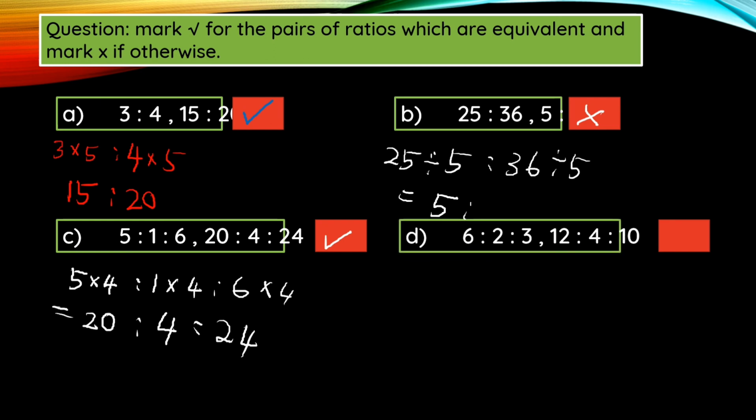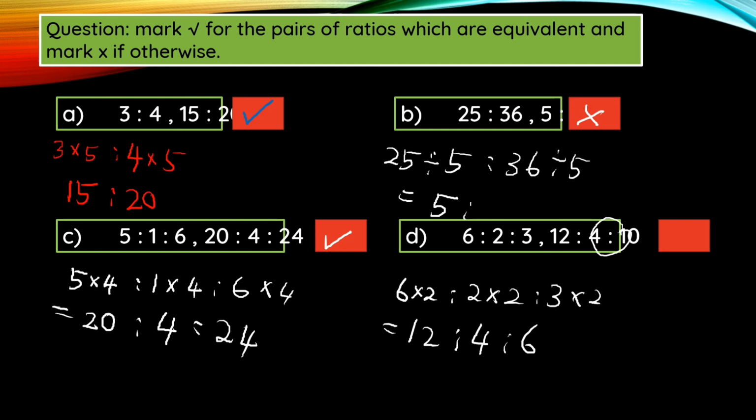Now let's look at another one, D. 6 ratio 2 ratio 3, 12 ratio 4 ratio 10. 6 times 2 equal 12. Ratio 2 must be times 2 as well, and 3 must be times 2 as well. So the answer will be 12 ratio 4 ratio 6. It should be 6 here, not 10. So this is not equivalent. You understand? I hope you do.